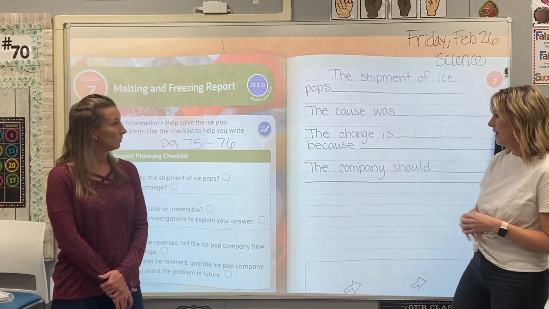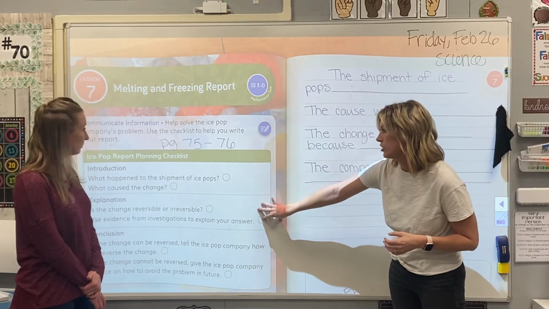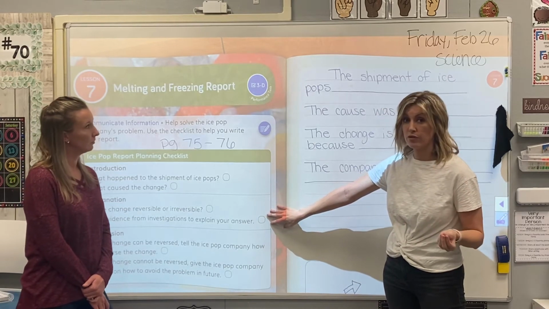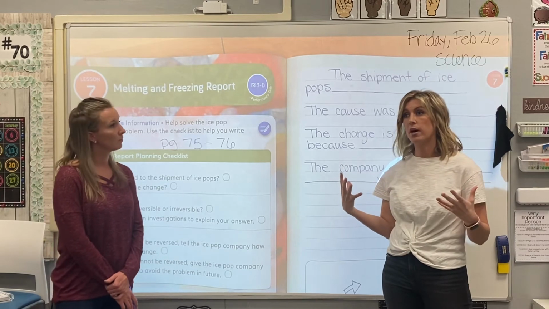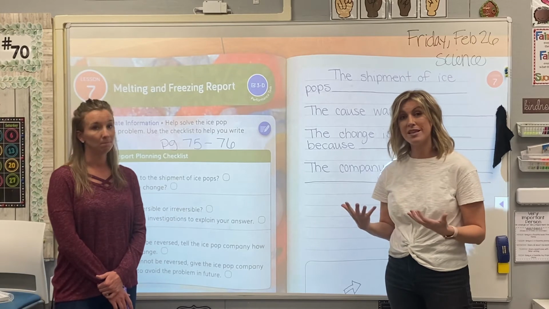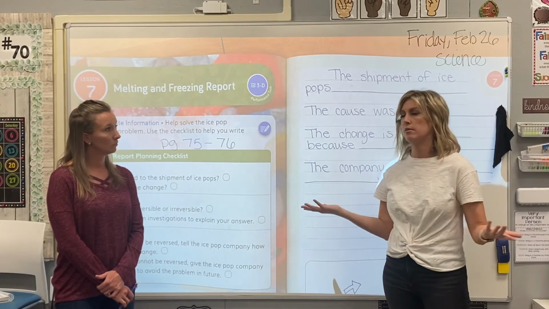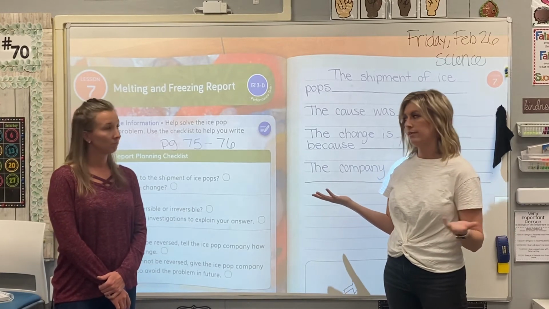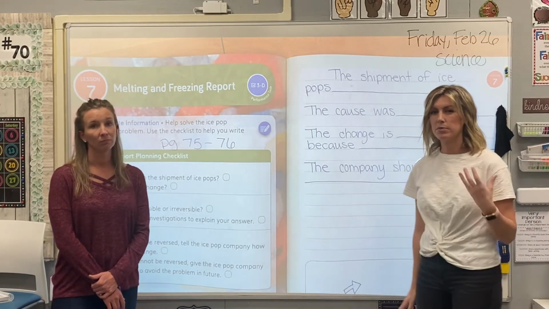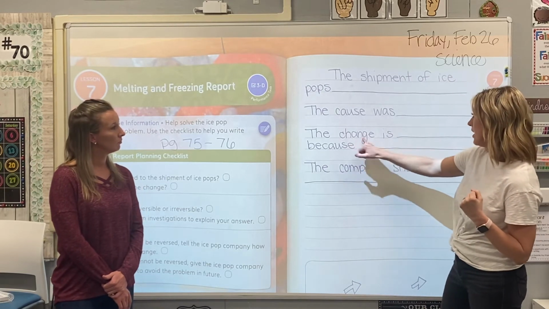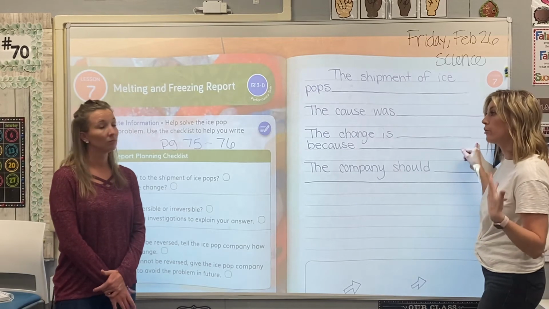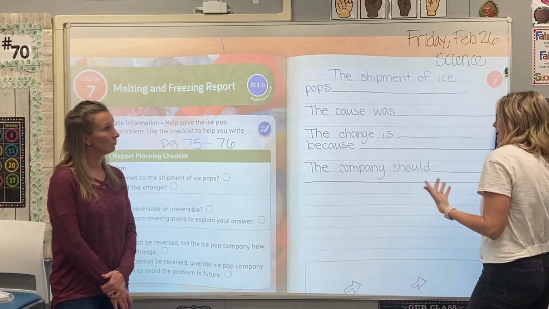All right. Now, going into the second section of this, the explanation, we need to answer the question, was it reversible or irreversible? So when we take these ice pops and they get melted, is that something that we can reverse? Can we refreeze them and turn them back into ice pops, or are they always going to be melted forever and ever? Okay. And then use evidence from our past experiments to explain. So here we go. The change is, what are you going to put in this blank? You're going to write either reversible or irreversible. So what do we think?